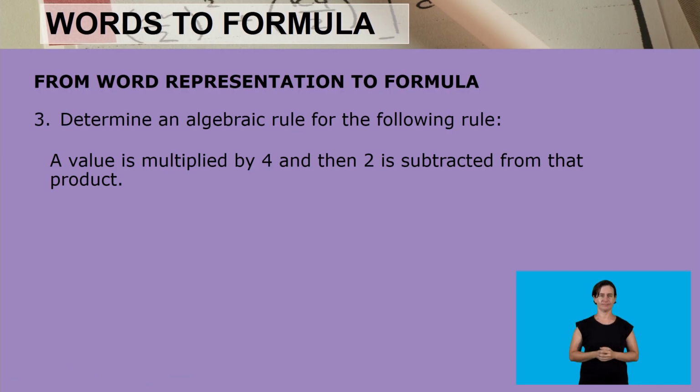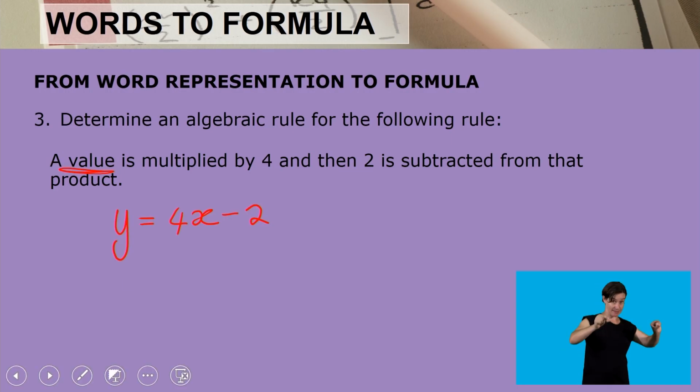Again, we are determining an algebraic rule from the statement because we are moving from word representation to a formula. It says there, a value is multiplied by 4, and then 2 is subtracted from that product. So we are going to take a value. What value are we talking about? Of course, this is the input value because it is the one that goes through our rule, and it will produce an output value. So that value is multiplied by 4. So we know that our input value is going to be multiplied by 4, and then 2 is subtracted from that product. Of course, there is our formula moving from the word representation to the formula.